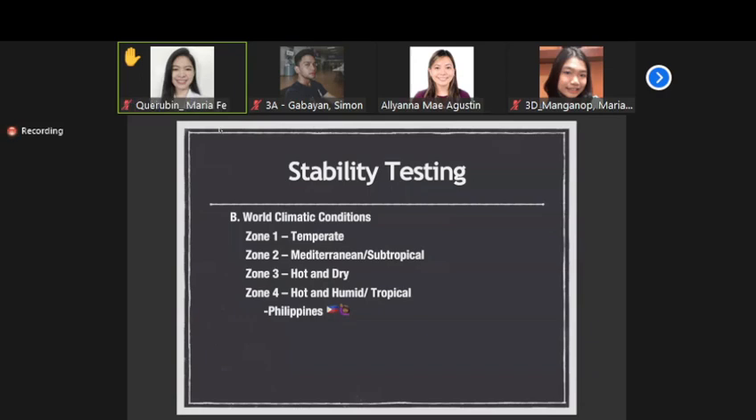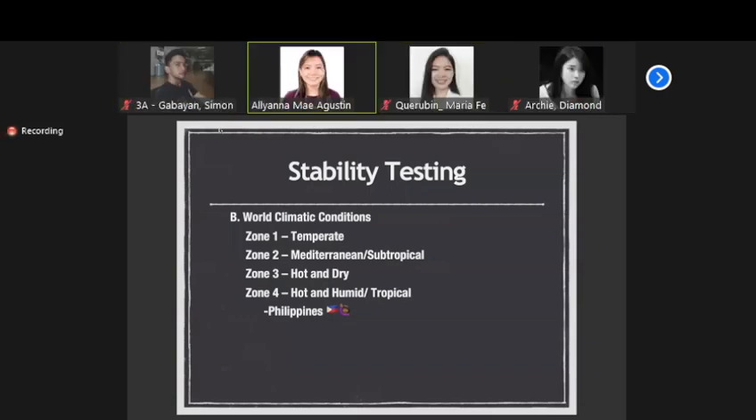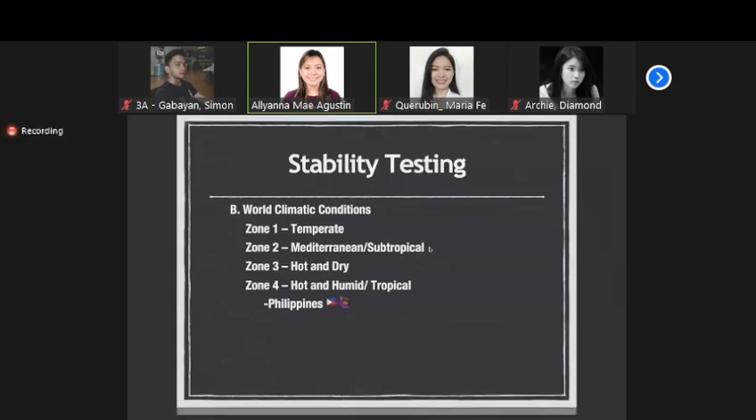Climatic. Okay. So, yon. Of course, no? So, the storage conditions will depend on the climate, no? So, syempre, mainit ang climate natin. So, our storage conditions are generally higher compared to those sa mga nasa temperate conditions. So, yes, no? It will affect the storage condition and, of course, the stability of the drug product.